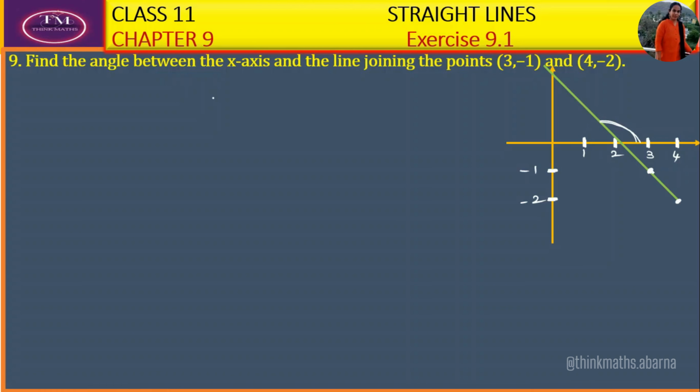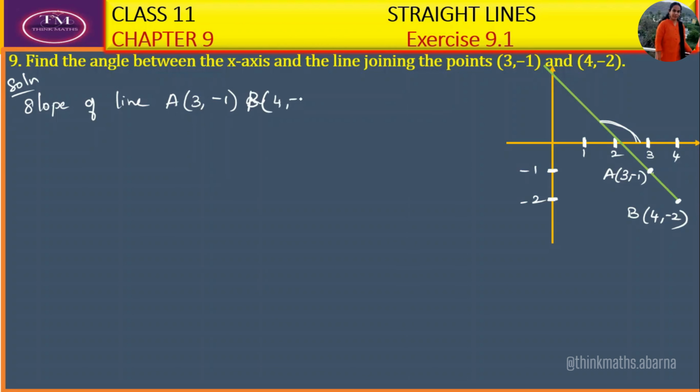As we know the coordinates of A and B, we can find the slope using the formula. This is the point A, which is (3, -1). Let us name this point as B, which is (4, -2). So slope of line AB, where A is (3, -1) and B is (4, -2). What is the formula? It is y2 minus y1 divided by x2 minus x1.